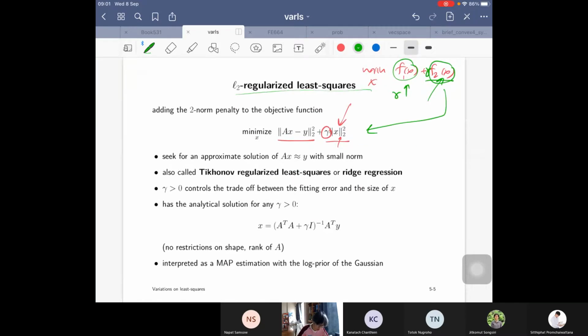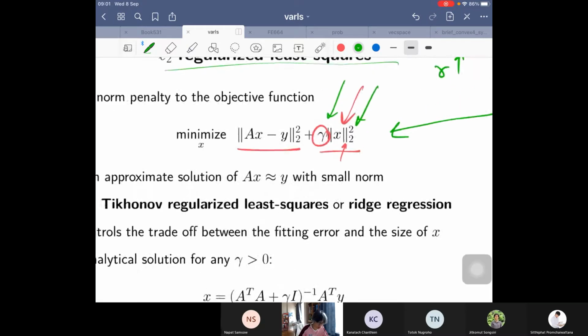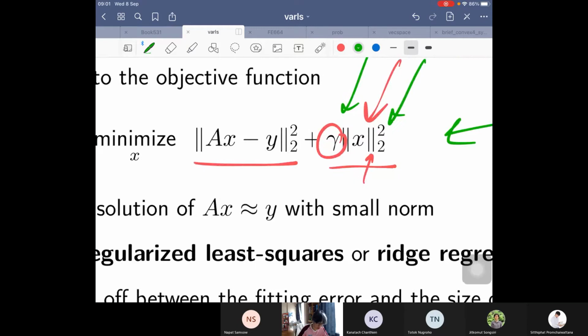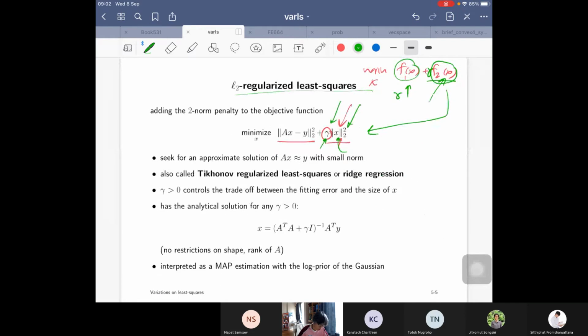With that concept, when you add this 2 norm of x, the 2 norm of a vector represents its size, its magnitude. So basically you want the vector x to have a small size, and you can control that degree by adjusting gamma. As gamma gets larger, the norm of x gets smaller. So why do we want x to have a small norm?